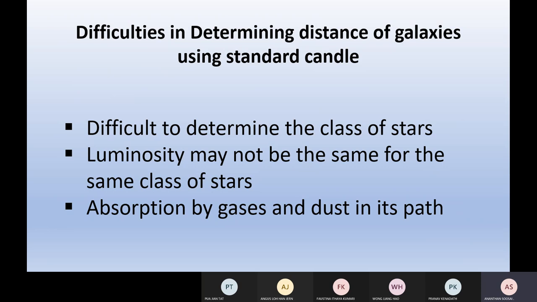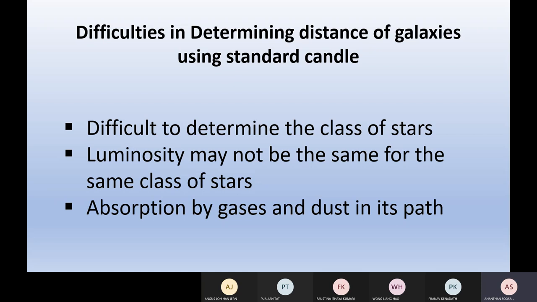Second, the most dominant one is this. In all the standard candle calculations of distance, we assume the luminosity is constant. But in reality, in that group, we take one standard candle. That doesn't mean that brightness, that luminosity, belongs to all the stars. Some stars might have different luminosity. How much power is released by a star depends on what factor? We haven't discussed that yet, but what do you think? Are all stars going to give the same power? No, right? It depends on what factor?